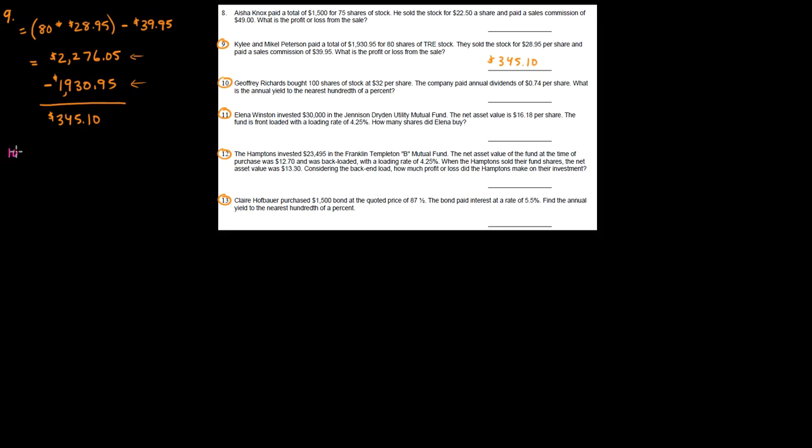So remember, the yield is simply the amount that you're paid, or the interest, or the dividend, or the amount of the return divided by what you paid for the purchase. So here it looks like the interest is 74 cents. The amount that we paid was $32. So when we divide that out, we get 2.31% is the yield.